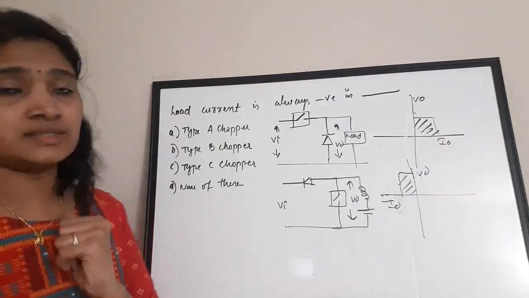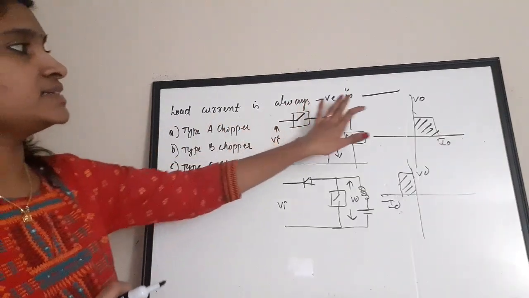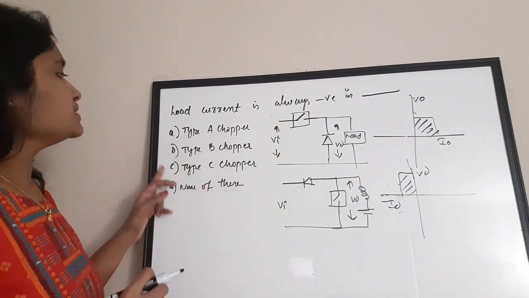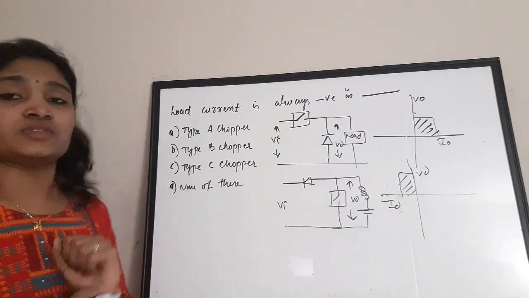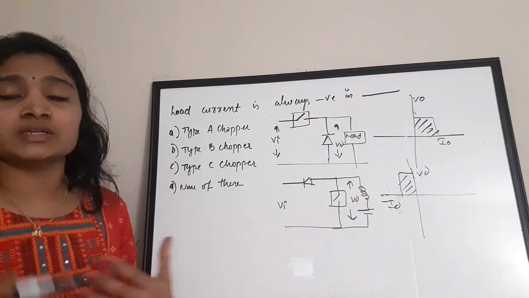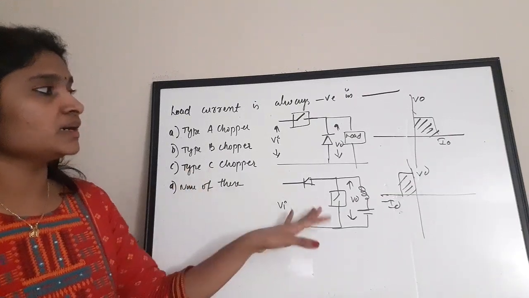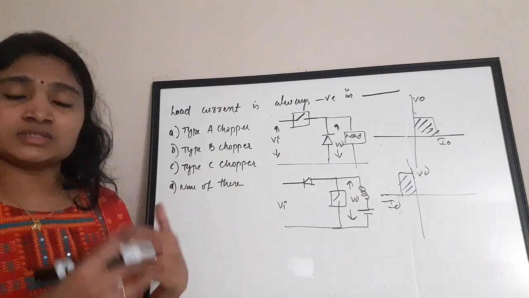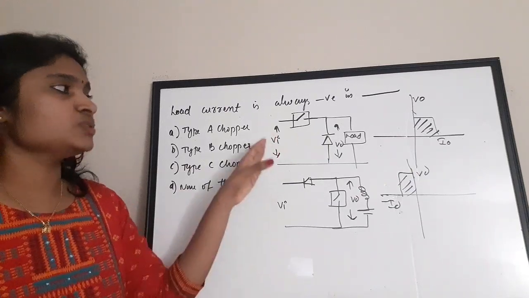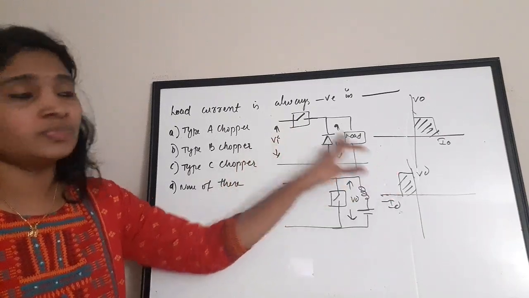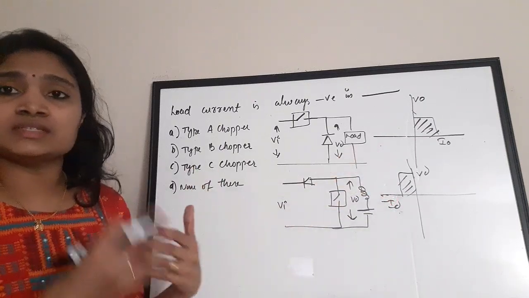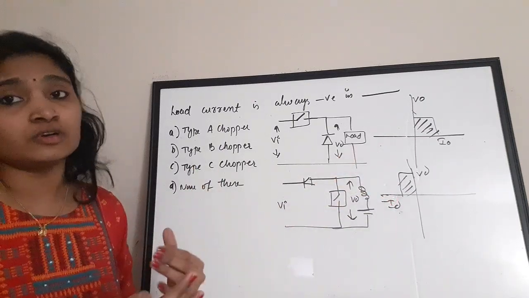Okay. The next question is this. Load current is always negative in dash. A, type A chopper, B, type B chopper, C, type C chopper, or D, none of these. So what are chopper circuits? These circuits are signal shaping or power control circuits, employing diodes and switches, and used for controlling the power or the signal characteristics of the input signal. So this is a DC to DC system. That is, the input is DC and the output is also DC. The only thing is that it varies the size or the power of the signal.